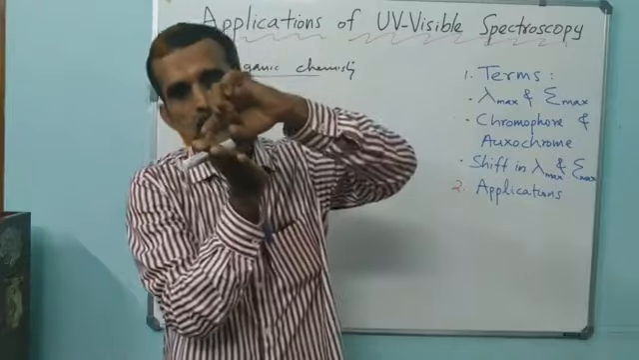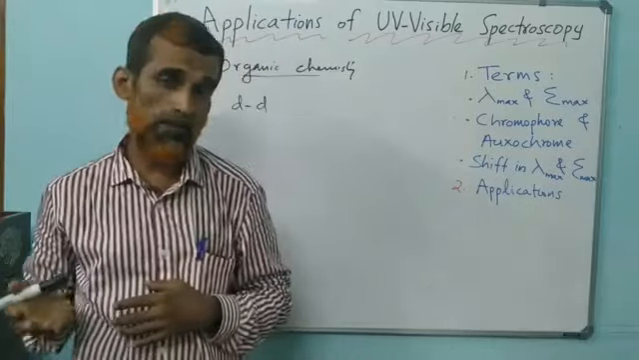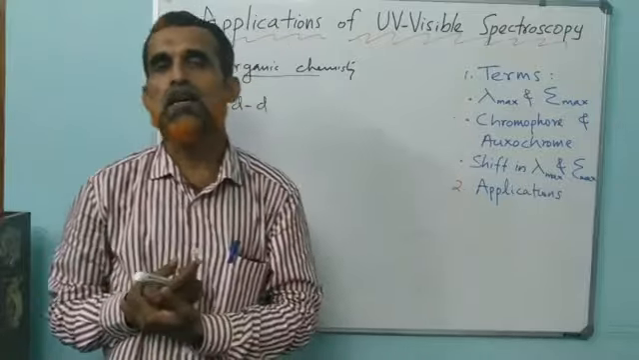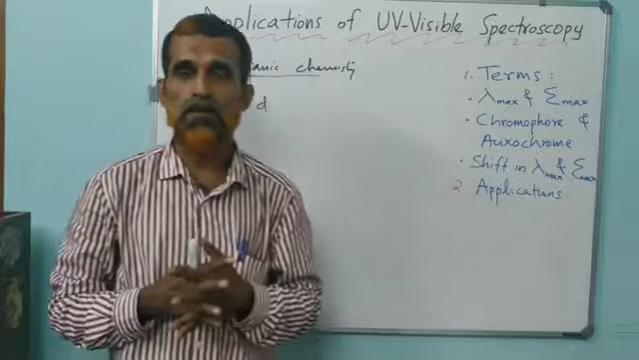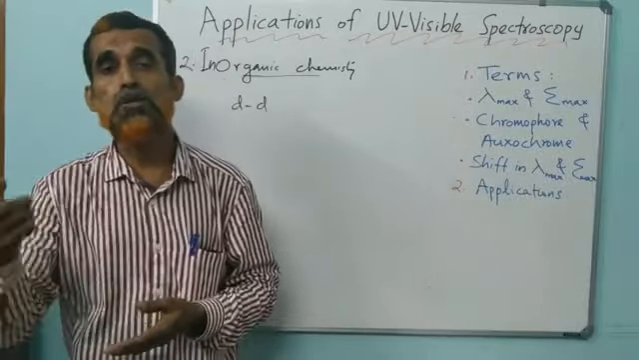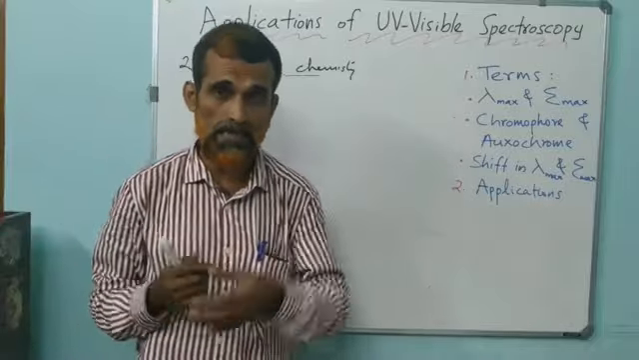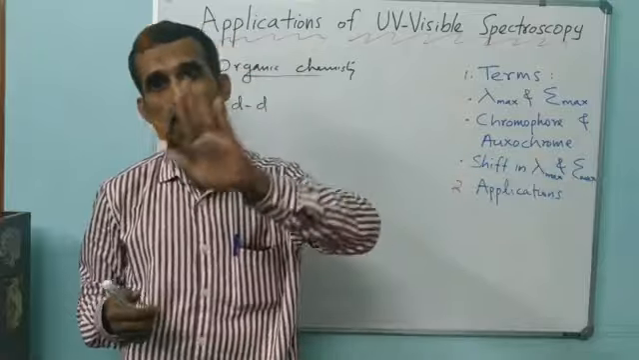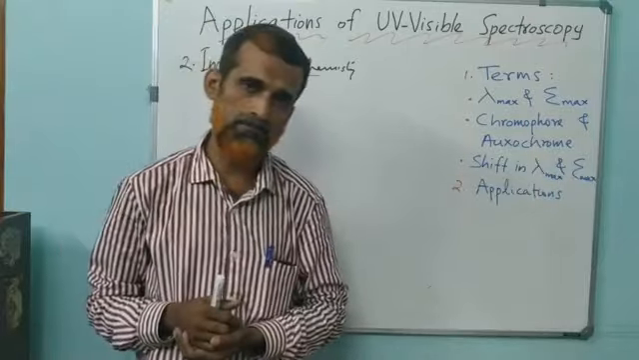So when light falls, an electronic transition takes place. That is called d-d transition, and because of that, coordination compounds are colored. In some complexes, color is due to charge transfer transition, that is, electrons are transferred from ligand to metal orbital or metal to ligand orbital.